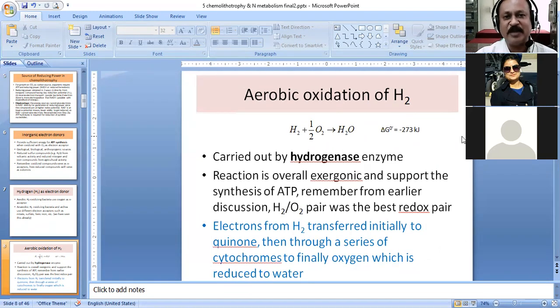One is called the periplasmic hydrogenase, and the other is called the cytoplasmic hydrogenase. Periplasmic hydrogenase is the membrane-bound enzyme. When I say it is membrane bound, it is going to be useful for the electron transport chain in respiration. Remember that this particular reaction is overall exergonic. We get energy out of it, and that energy will support the synthesis of ATP.